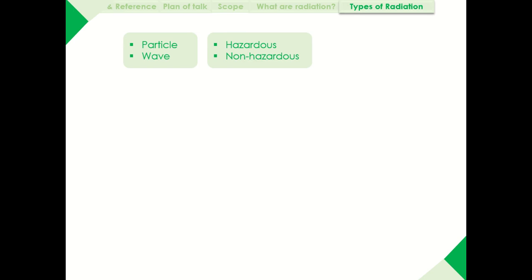The second one is that, as you are familiar, radiation can be hazardous or non-hazardous. In that respect, you can classify radiation as hazardous or non-hazardous. And the third one is that you can classify radiation as ionizing or non-ionizing, depending on whether it can remove an electron from an atom or cannot. Based on that ionization process, you can classify ionizing and non-ionizing radiation. This is the one we'll be discussing in much detail. Okay.